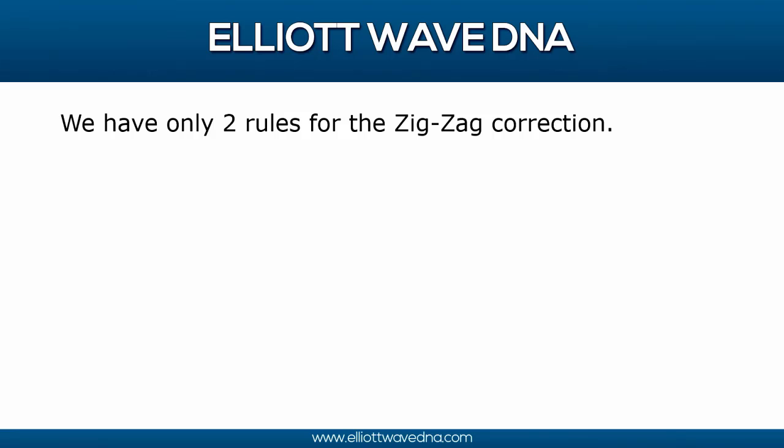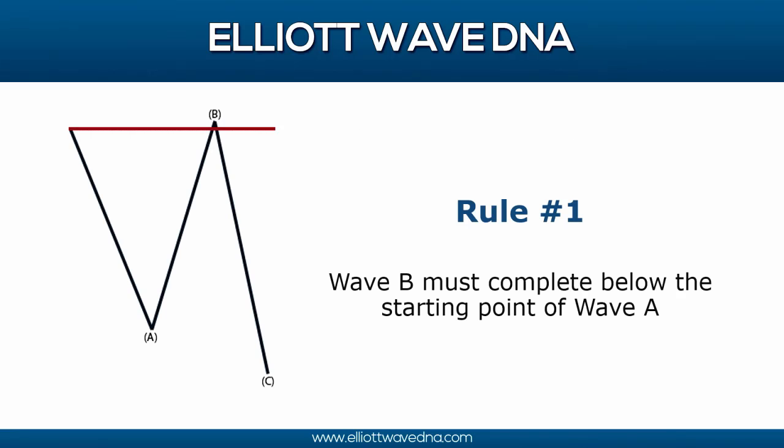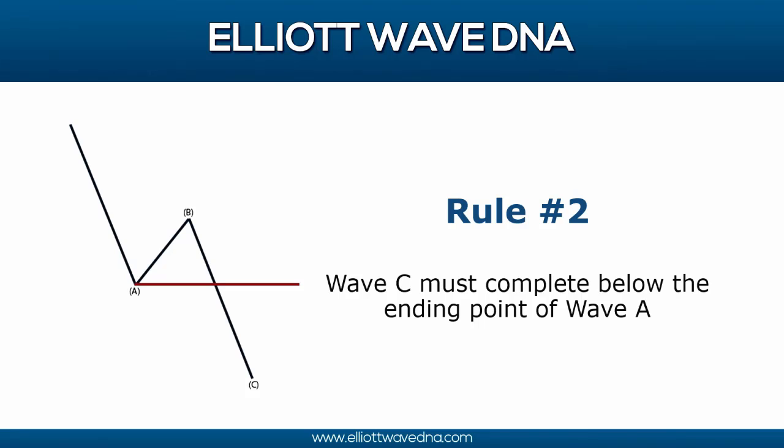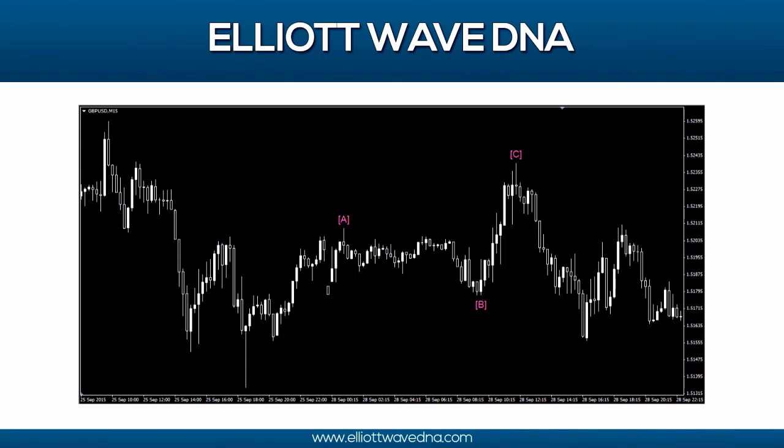We have only 2 rules for the zigzag correction. Rule number 1: wave B must complete below the starting point of wave A, and rule 2 is that wave C must complete below the ending point of wave A.